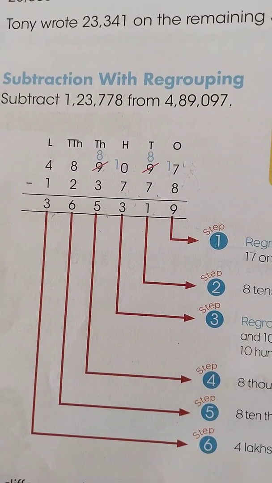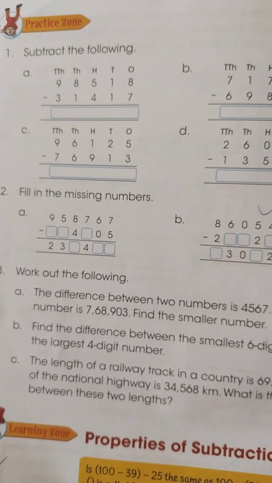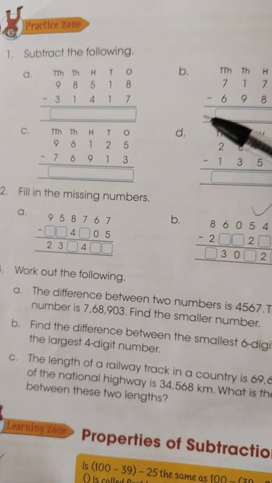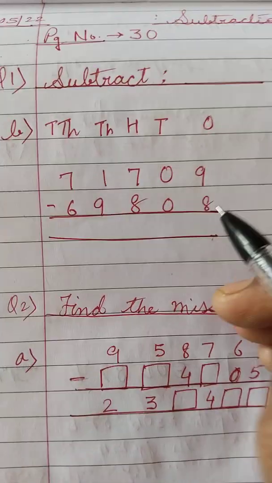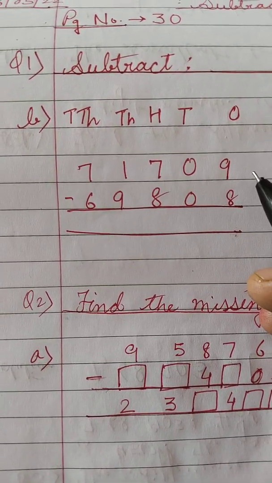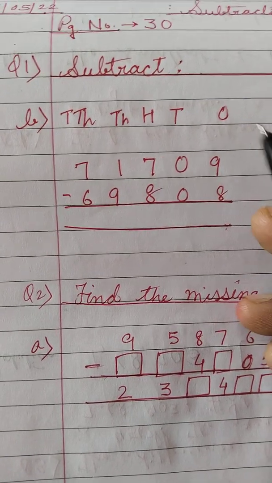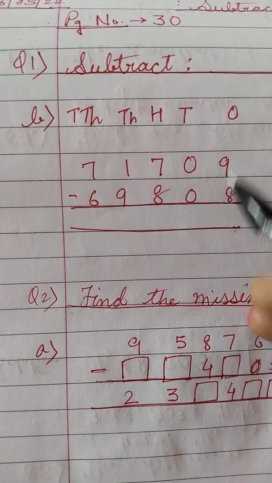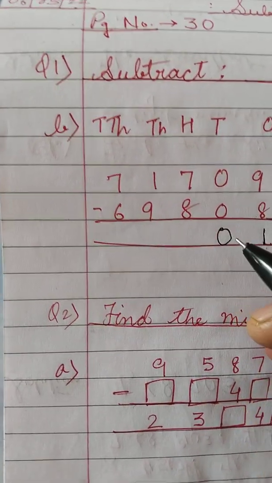I hope you understood. Now moving to page number 30. Here you have to do subtraction. So let's take question number B. In question number B, children, we have to subtract 69,808 from 71,709. Start from the digit at the ones place. 9 minus 8 is 1. 0 minus 0 is 0.